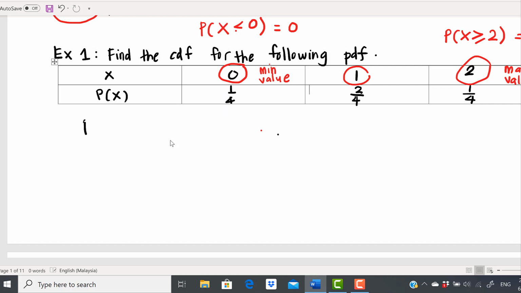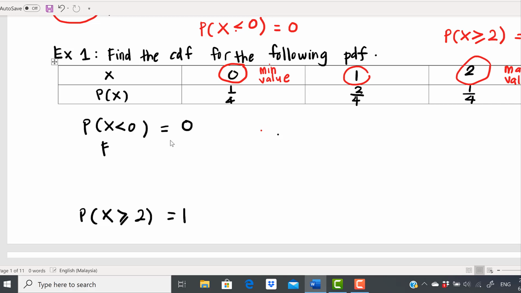Okay, the first one, when your x is less than 0, it is equal to 0 because the minimum value is 0 when it approaches negative infinity. So when x approaches positive infinity and the maximum value is 2, it is equal to 1. Now, between these, we have when x equal to 0, when x equal to 1, and when x equal to 2.